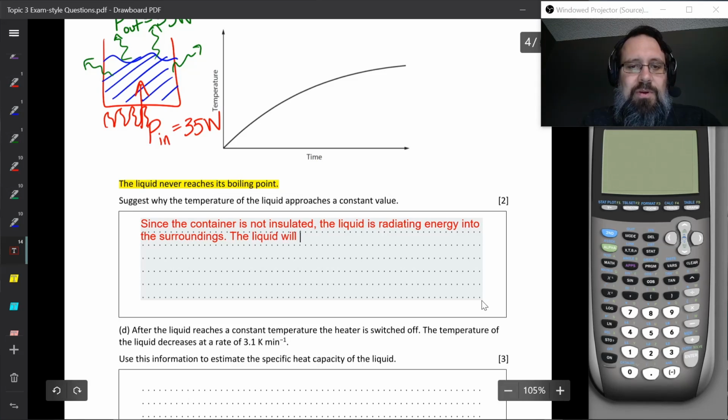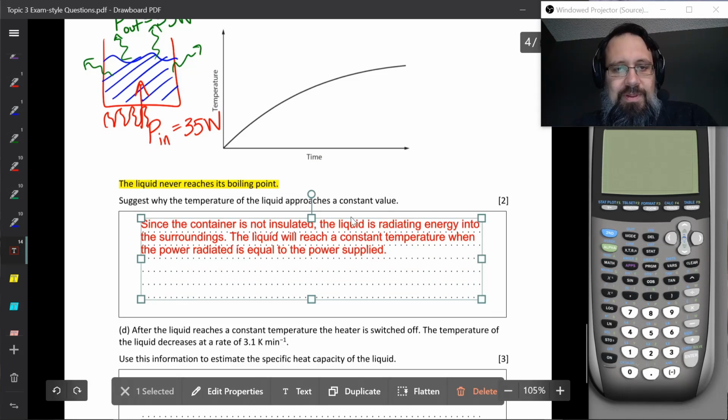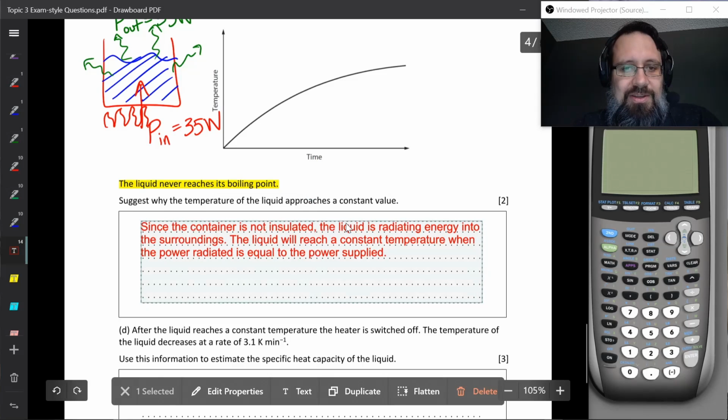The liquid will reach a constant temperature when the power radiated is equal to the power supplied. Something like that, and your terminology can be different there.